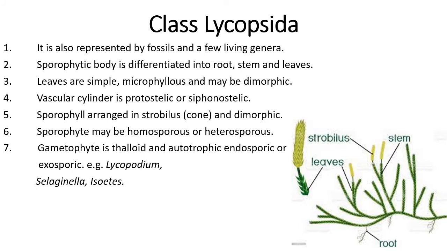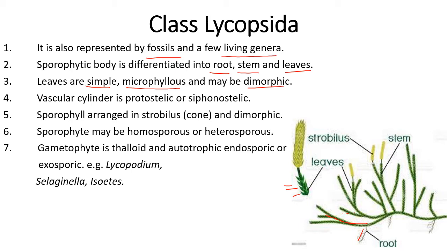Class number 3 of Pteridophyte as per Sporne is Lycopsida. It is represented by fossils as well as few living genera. Sporophytic body is differentiated into root, stem and leaves. Here you can see root, here you can see stem, and small structures. These small structures, these are actually leaves. Leaves are simple, microphyllous and maybe dimorphic.